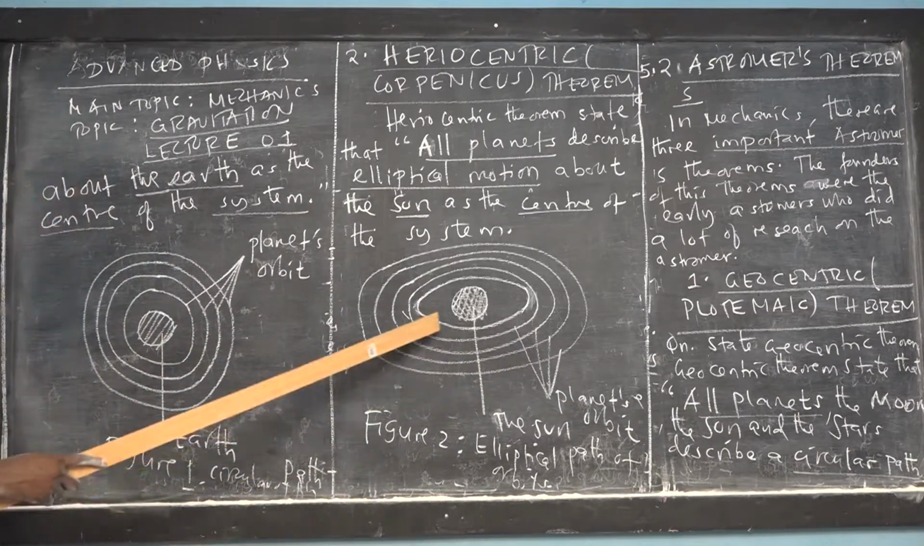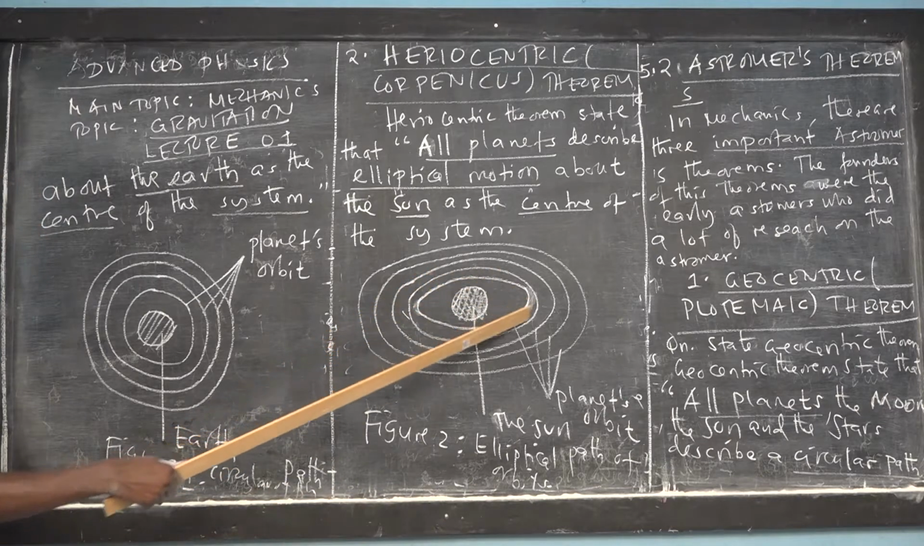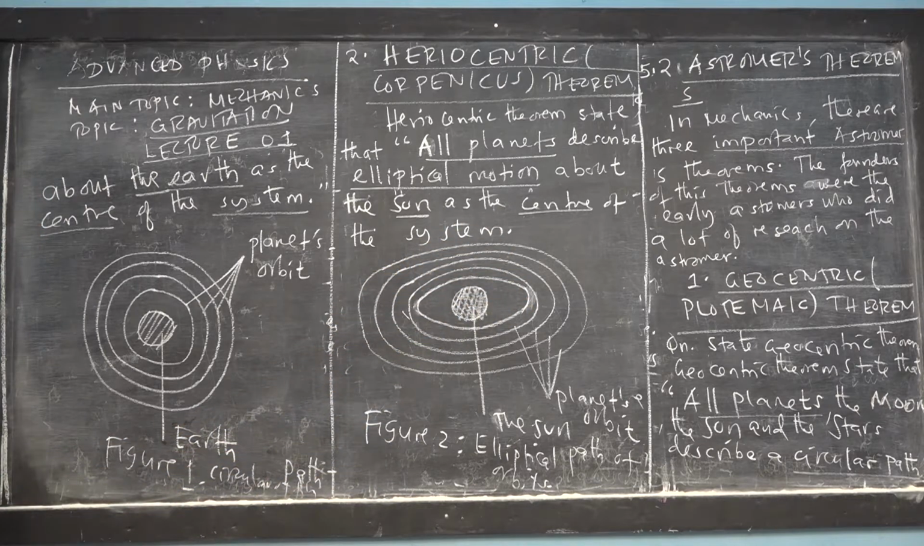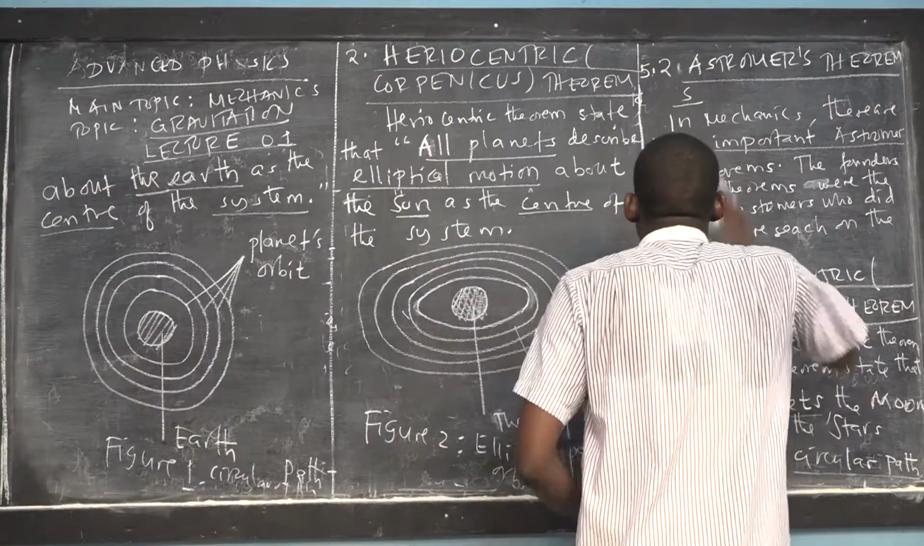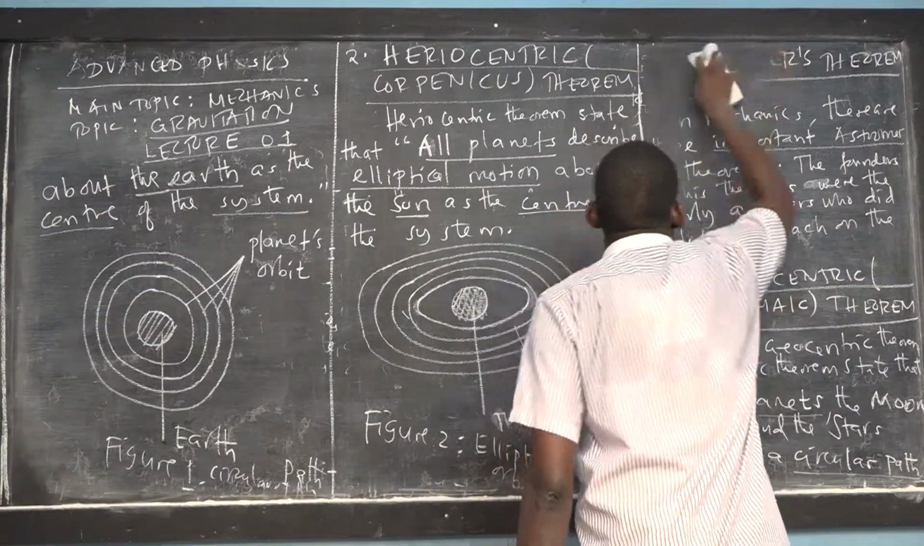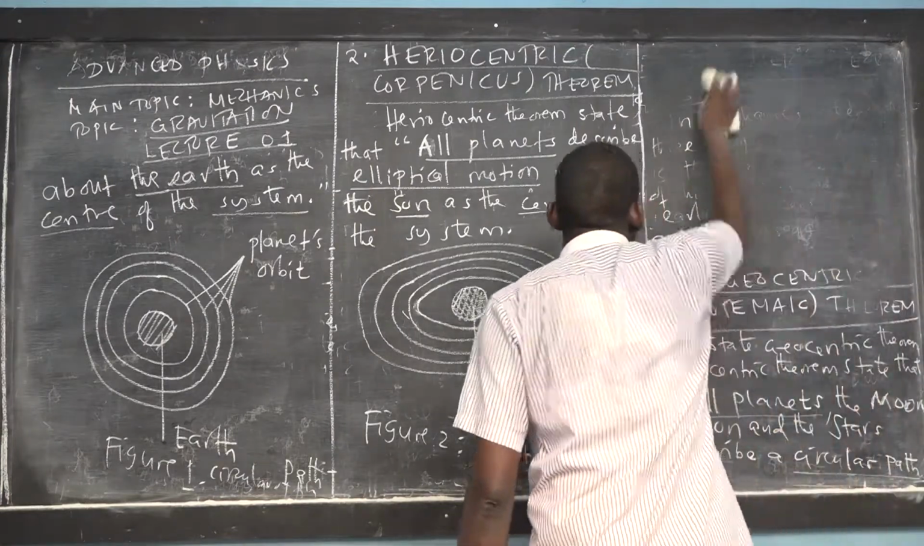So this is the diagrammatic representation. This is the sun at the center. This is the elliptical path, just like the shape of an egg. And this we call the planets' orbits. If you have any question about heliocentrism, don't hesitate to ask in the comment section.